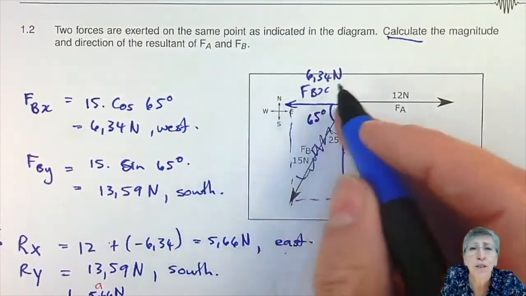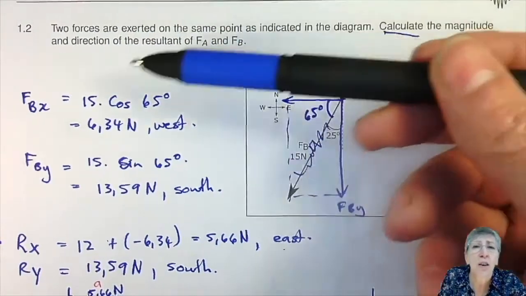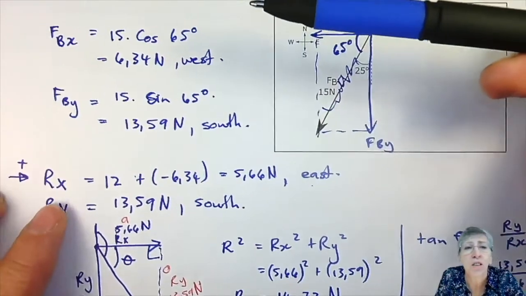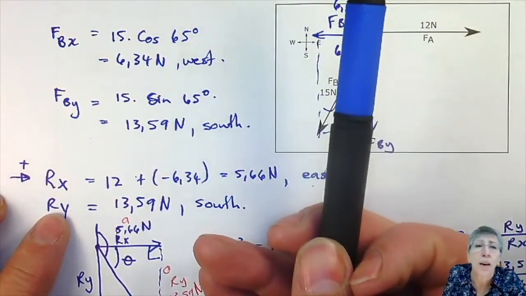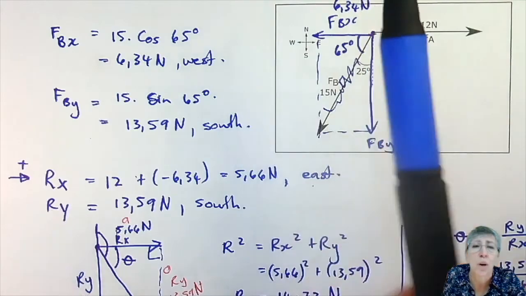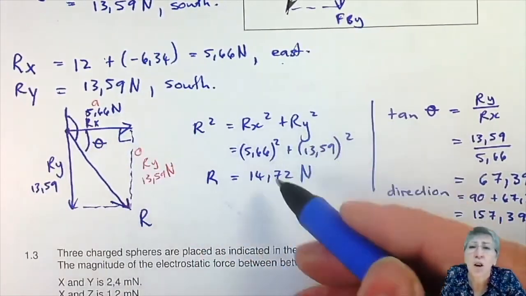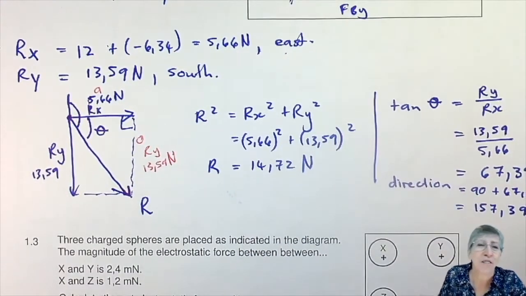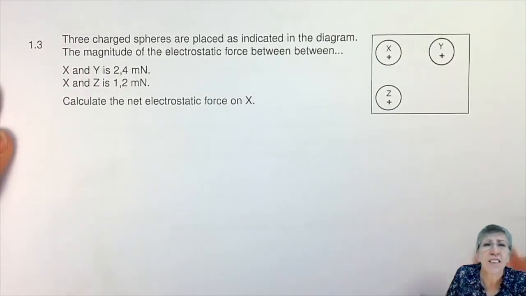Resolve into components first, right? Then look at all the x components to get the answer for the x. Look at all the y components to get the answer for the y. And then get the answer of the answers. Right, easy enough. Right, let's look at the second question.